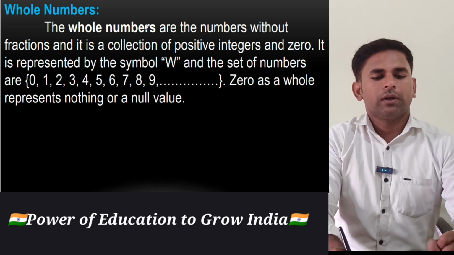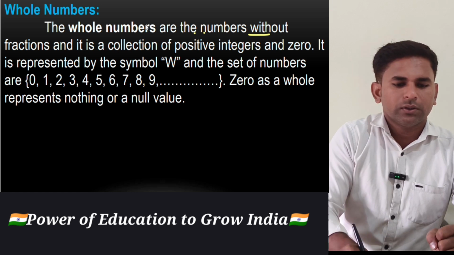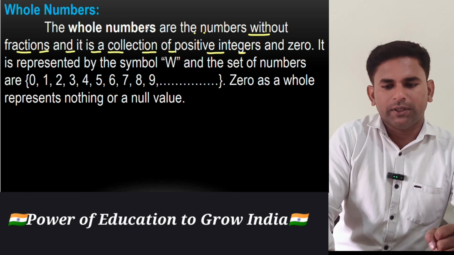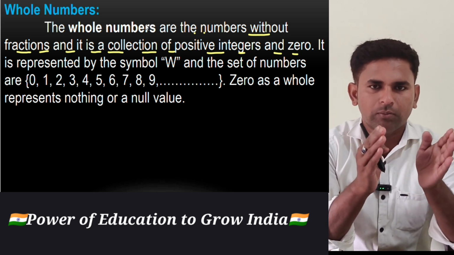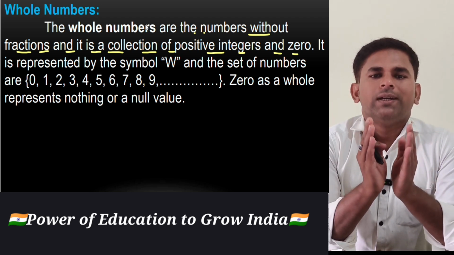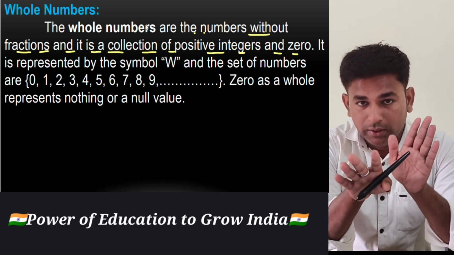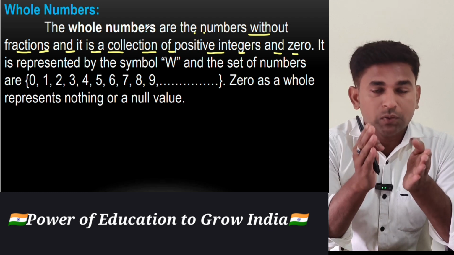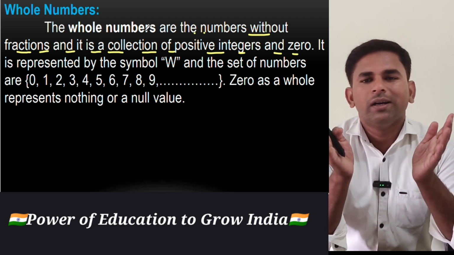whole numbers. The whole numbers are the numbers without fractions, and it is a collection of positive integers and 0. Listen, in natural numbers, what we discussed there, 0 is not included there. In natural numbers we have all positive counting numbers, 1, 2, 3, 4, 5, 6, 7, 8, 9, to infinity. These all are natural numbers.